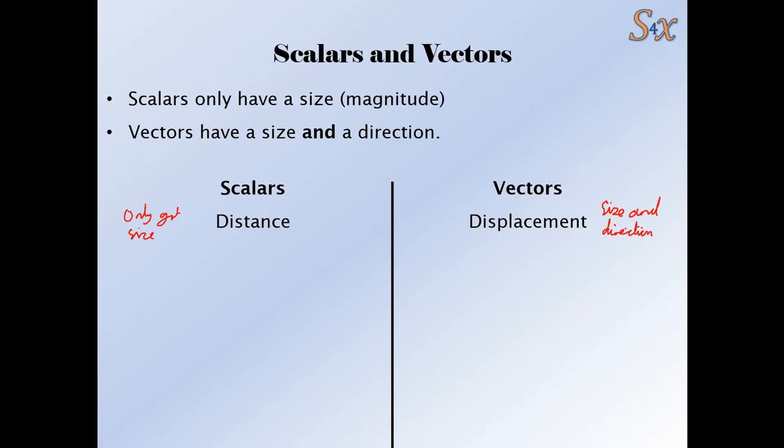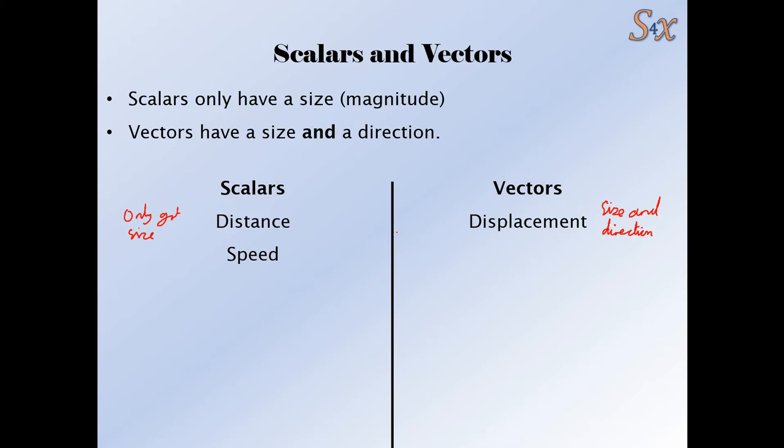It means as well that displacements can be negative. I can say minus 10 meters for a displacement, and it has an idea that it's going backwards. It has a direction associated with it. A distance of minus 10 meters doesn't really make any sense. Scalars should always be positive, whereas vectors can be positive and negative because they can have an idea of going backwards.